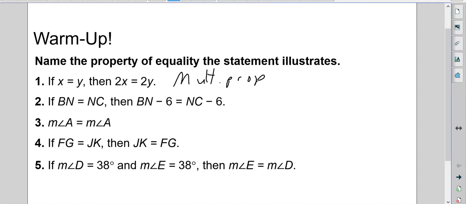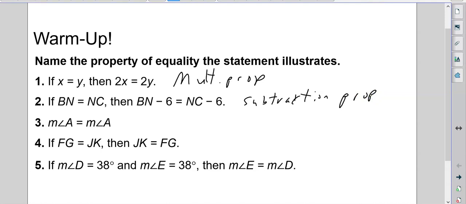All right, if bn equals nc, then bn minus 6 is the same as nc minus 6. Well, it looks exactly the same, except we subtracted on both sides. So that's the subtraction property.